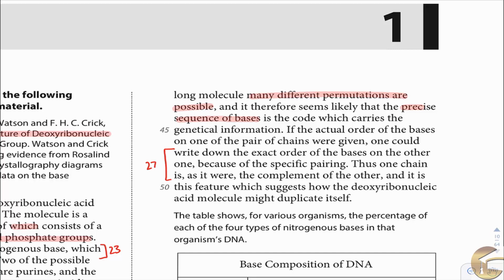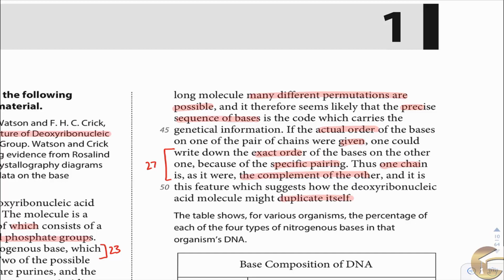If the actual order of the bases on one of the paired chains were given, one could write down the exact order of the bases on the other one, so because of the specific pairing. Thus, one chain is, as it were, the complement of the other, and it is this feature which suggests how the DNA might duplicate itself.